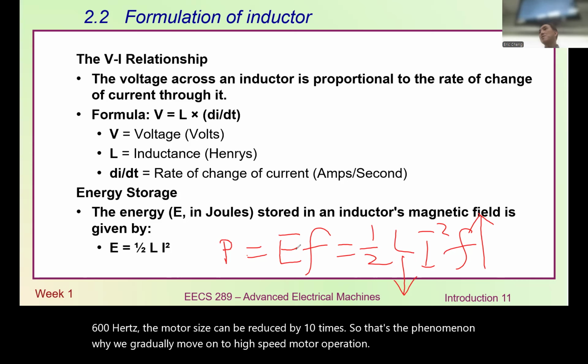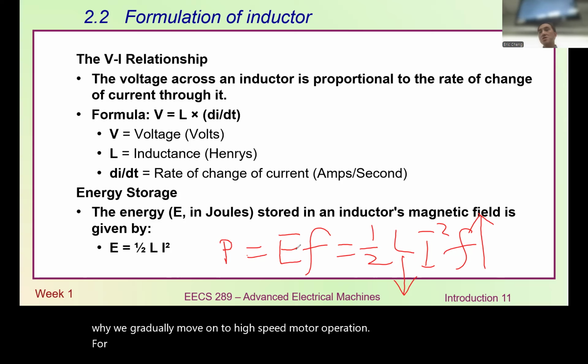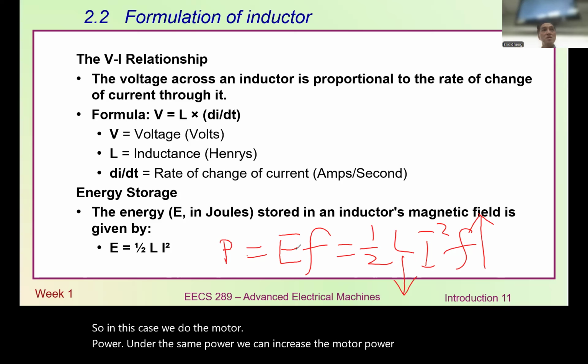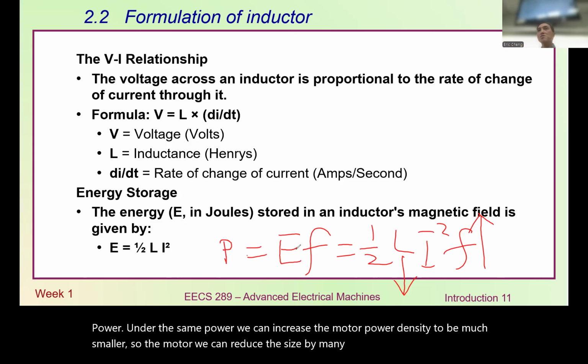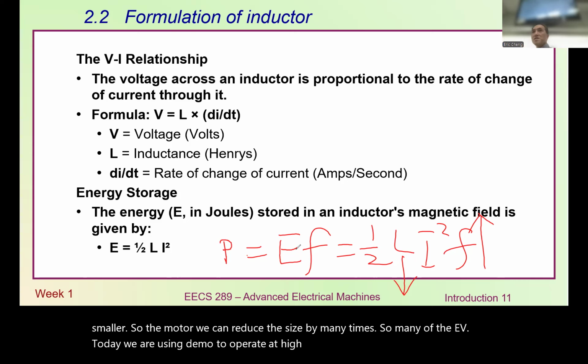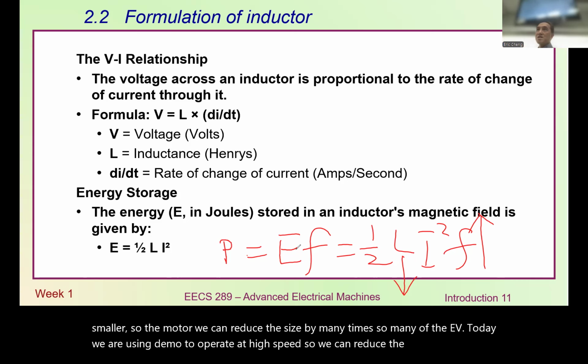For example, in an electric vehicle, the motor inside is a high-speed motor. In this case, under the same power, we can increase the motor power density and make the motor much smaller. We can reduce the size by many times. So in many of the EVs we are using today, the motor operates at high speed, so we can reduce the size in this reverse manner.